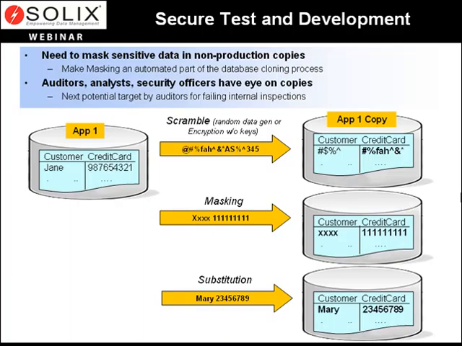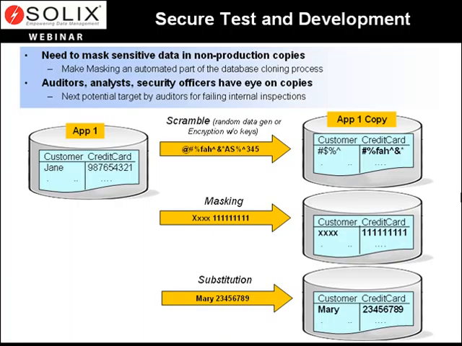So we talked about implementing audit controls in your production environment and vulnerability assessments. Another best practice is to secure the data that's in your test and development environment by masking it. And you can use a couple of options.